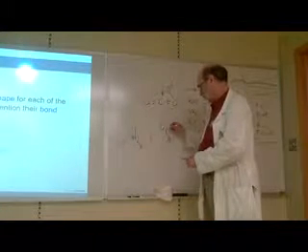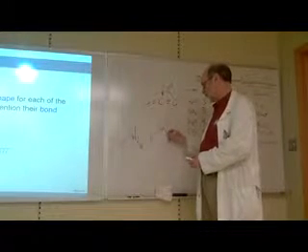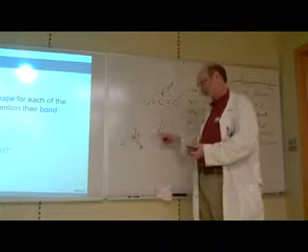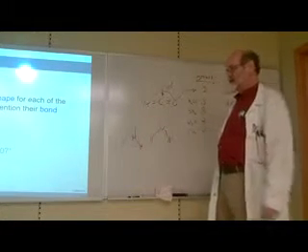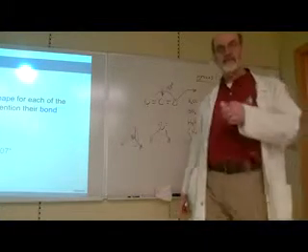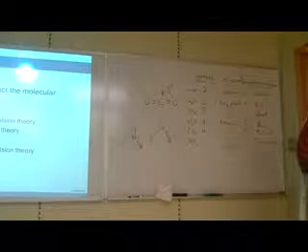Water, since you've got two lone pairs, these would be pushed even further. And instead of 107, like this one, they're closer to like 105 degrees. It pushes them even further down. So there's our valence shell electron pair repulsion theory.